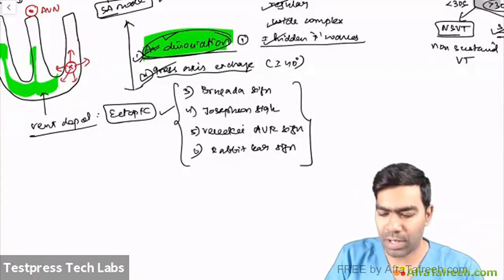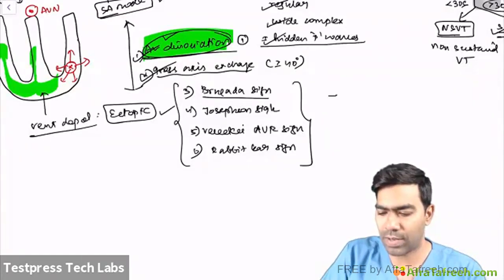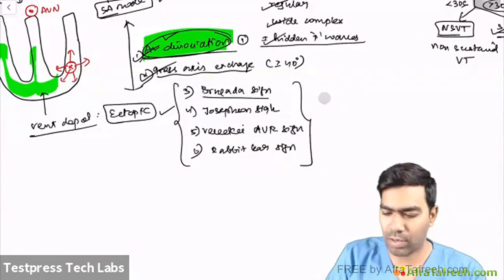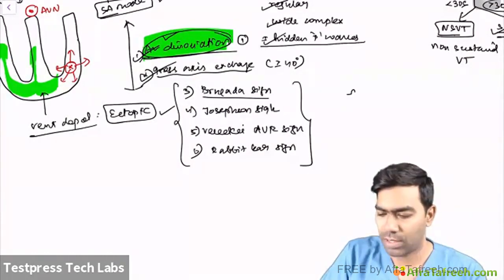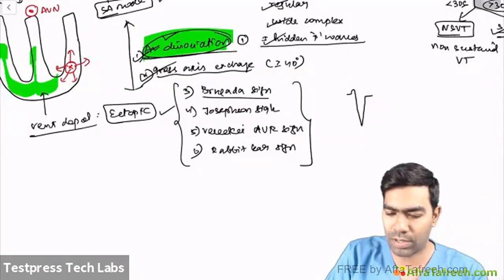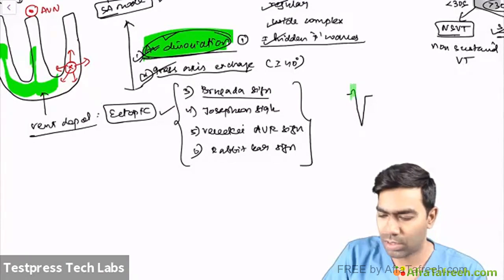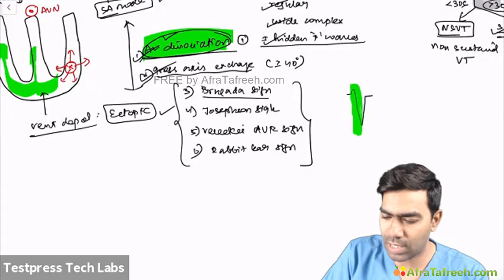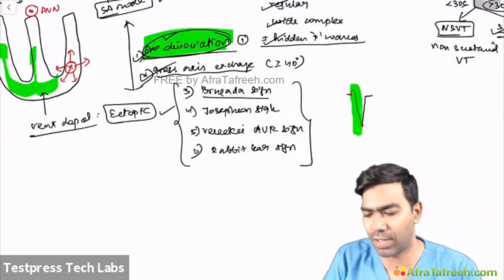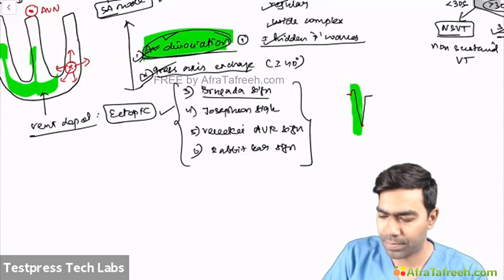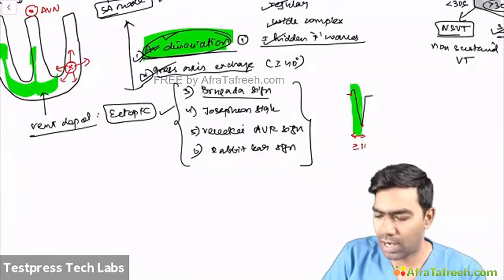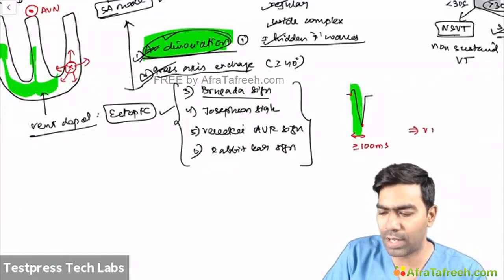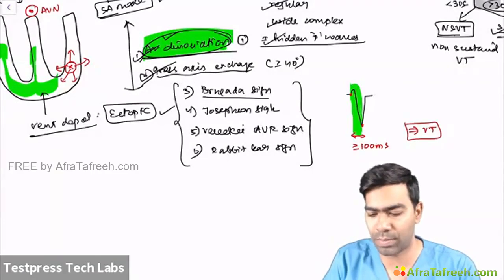Okay. So what do you mean by Brugada sign? Whenever you have a QRS morphology, from the beginning of the QRS to the nadir of the S wave, this is called the nadir of the S wave. From the beginning of the QRS to the nadir of the S wave, the distance that we are seeing, if it is more than 100 milliseconds, that is likely to be a ventricular tachycardia according to many researchers. That's what we call a Brugada sign.